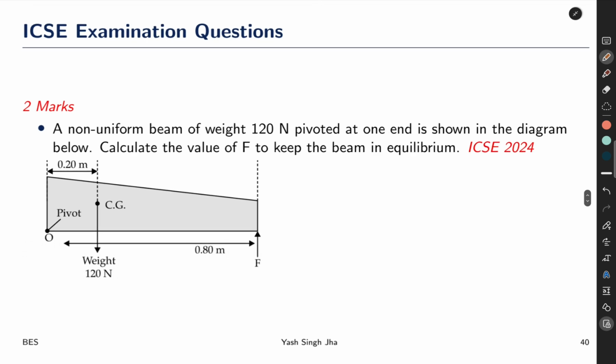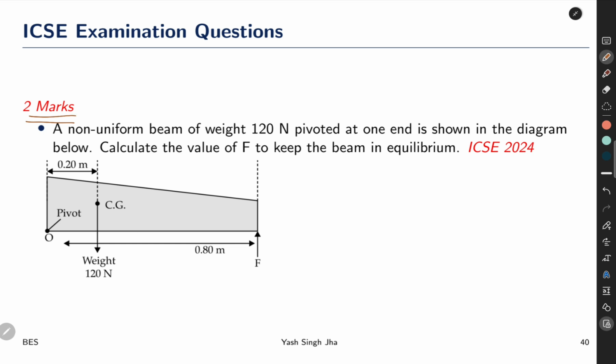A non-uniform beam of weight 120 Newton pivoted at one end is shown in the diagram below. Calculate the value of F to keep the beam in equilibrium. So this is for 2 marks. So what do they want?